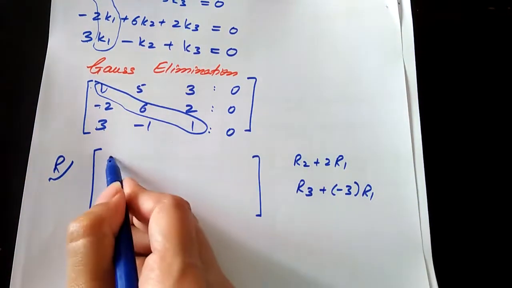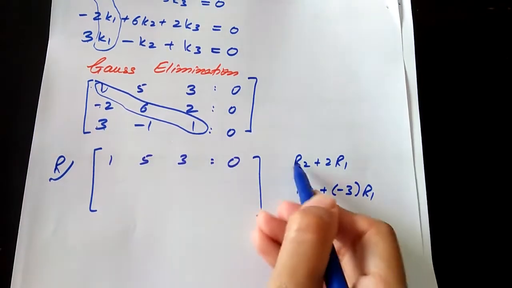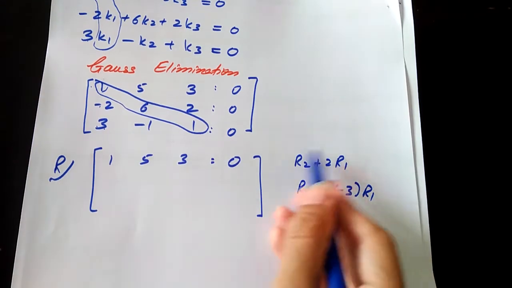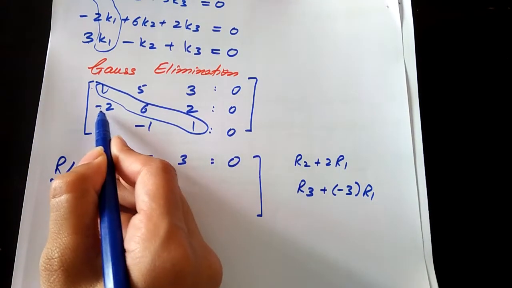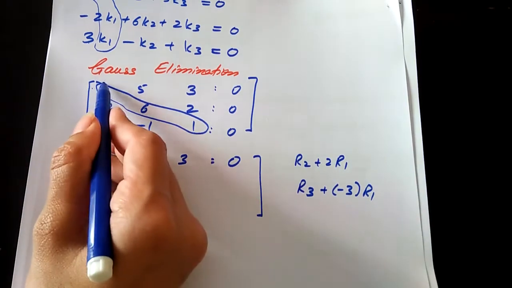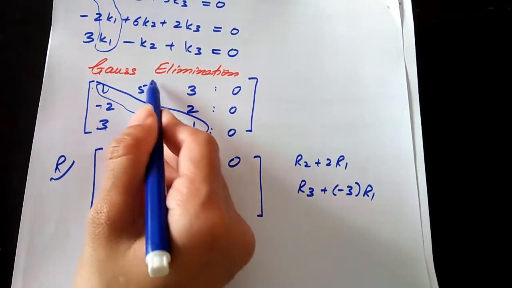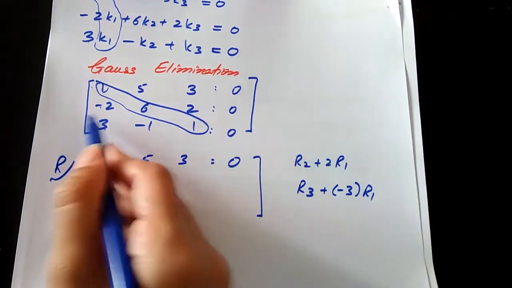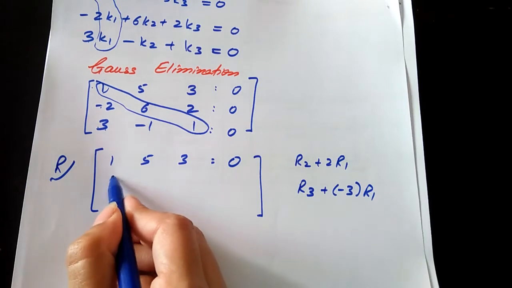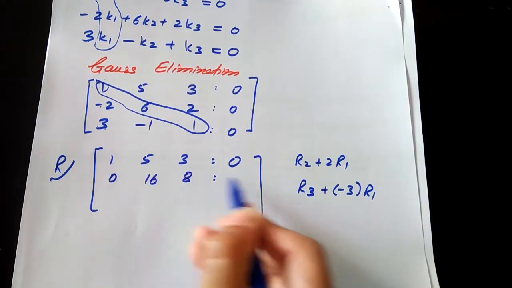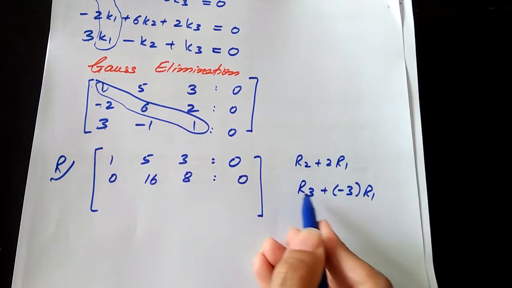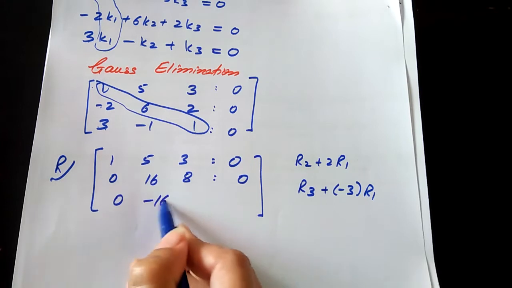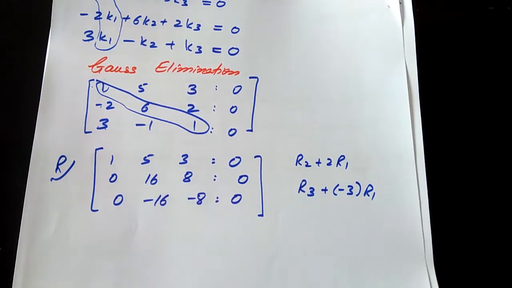The first row will remain as it is. Now this is R2, so the whole operation will be applied on R2. Follow this: minus 2 plus 2 times R1, 6 plus 2 times 5, 2 plus 2 times 3, and in a similar manner, so on. You will get here 0, 16, 8 and 0. Now do the same thing with R3, row 3. You will get here 0, minus 16, minus 8 and 0.